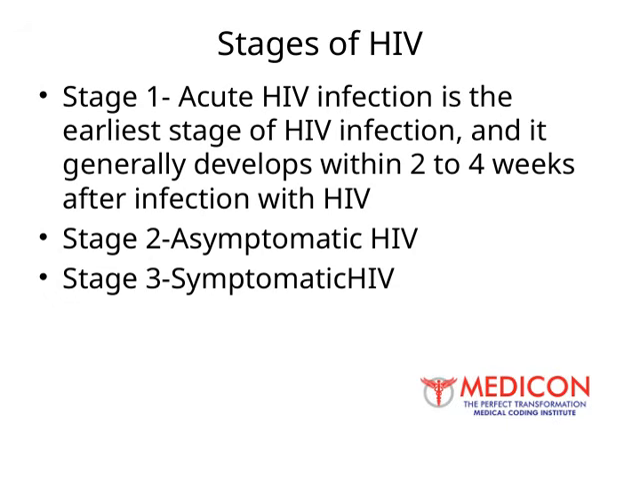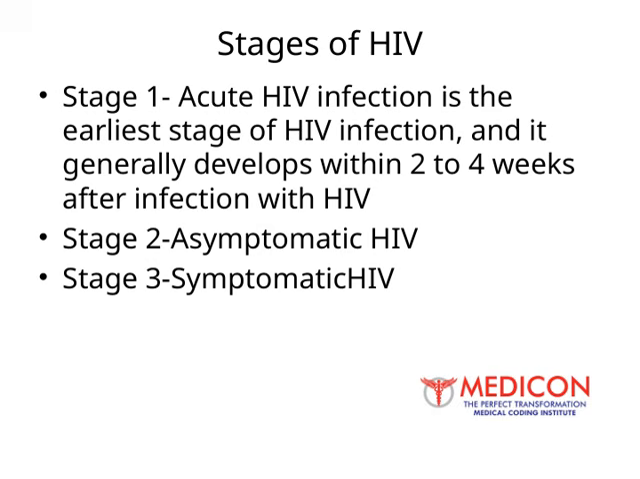First up is stage 1, which is known as acute HIV infection. This is the earliest stage, and it typically occurs within 2 to 4 weeks after someone has been infected. During this time, the virus is rapidly multiplying, and the person might experience flu-like symptoms, though some might not notice any symptoms at all. It's a critical period because the virus is highly active and highly contagious.